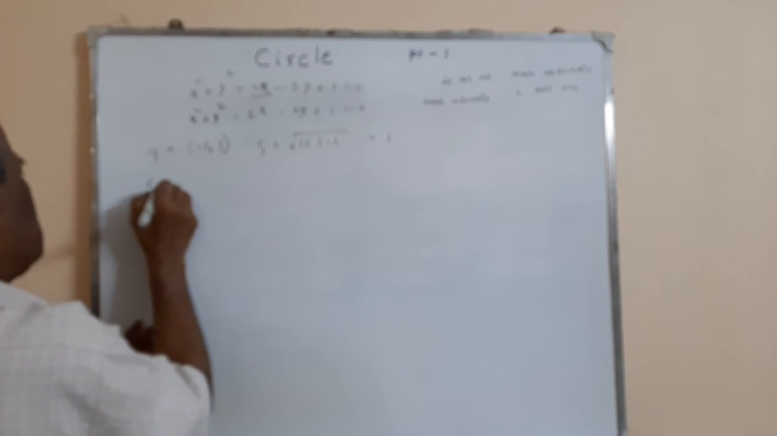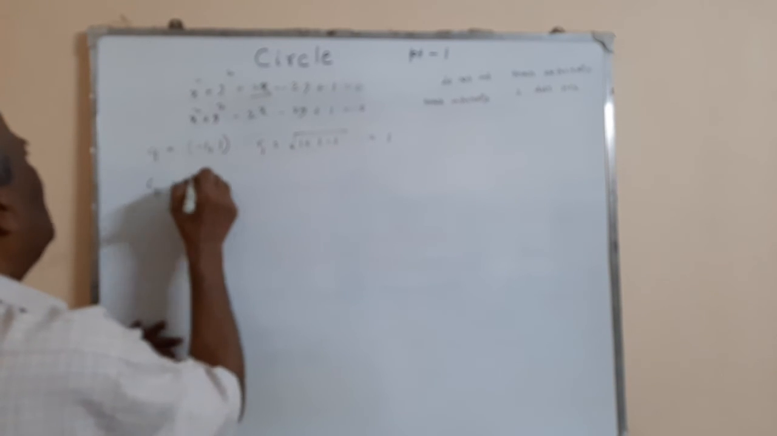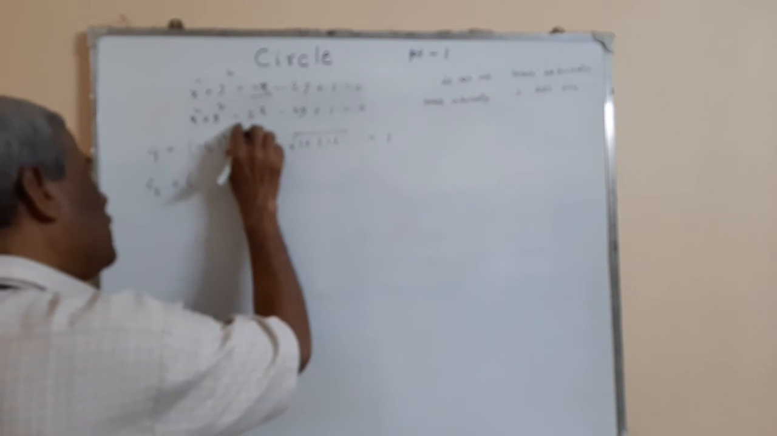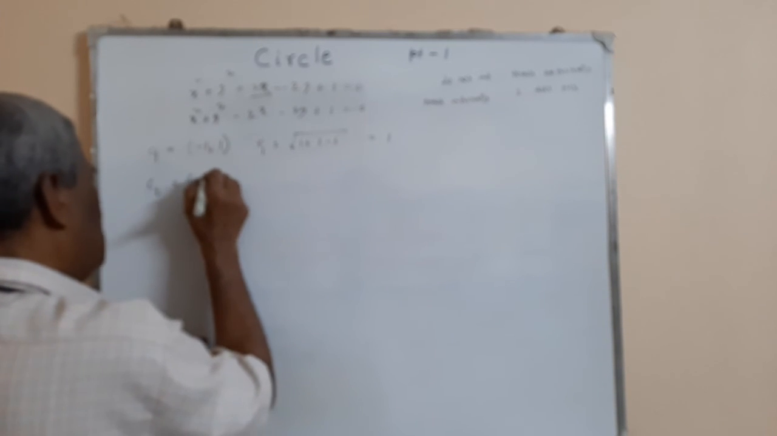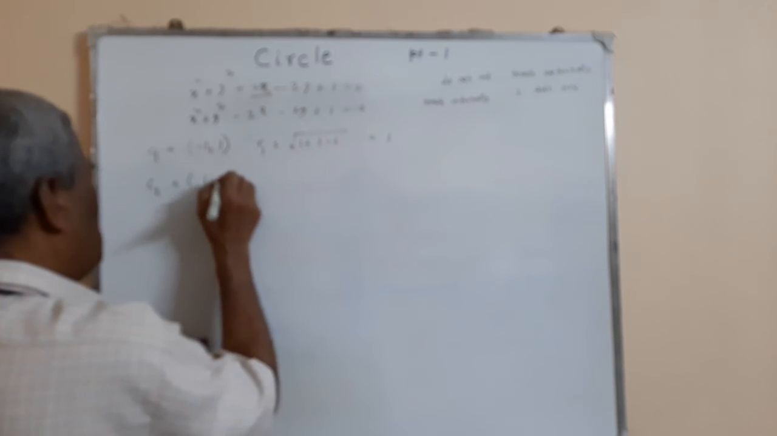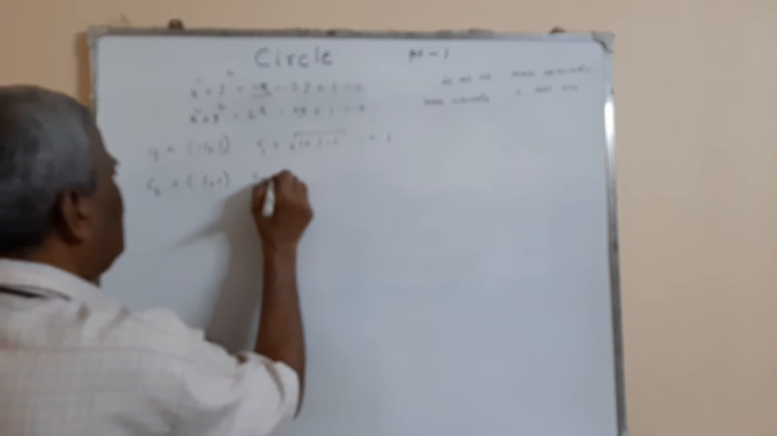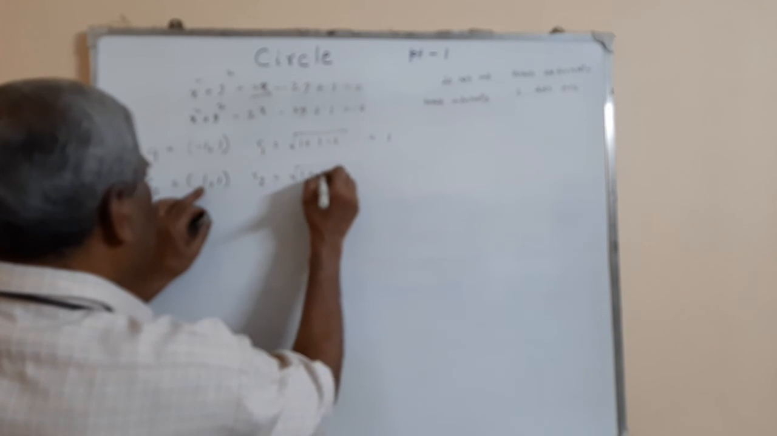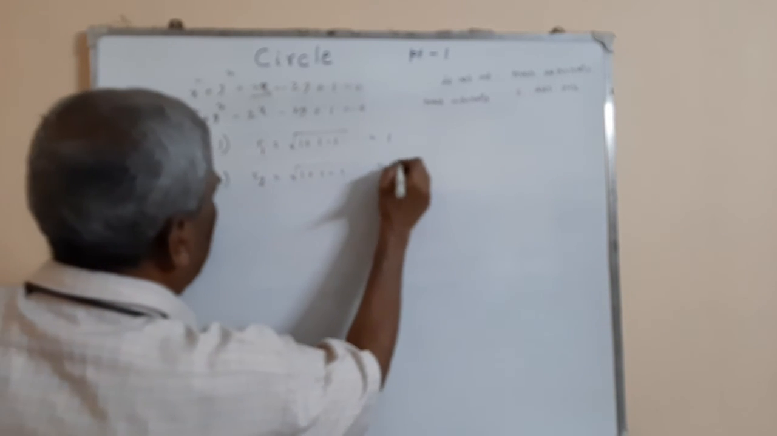C2 is the center of the second circle. It is the coefficient of 2x with negative sign, that is 1. Coefficient of 2y with negative sign, that is 1. And R2 is equal to root over of g square plus f square minus 1. Again it is 1.